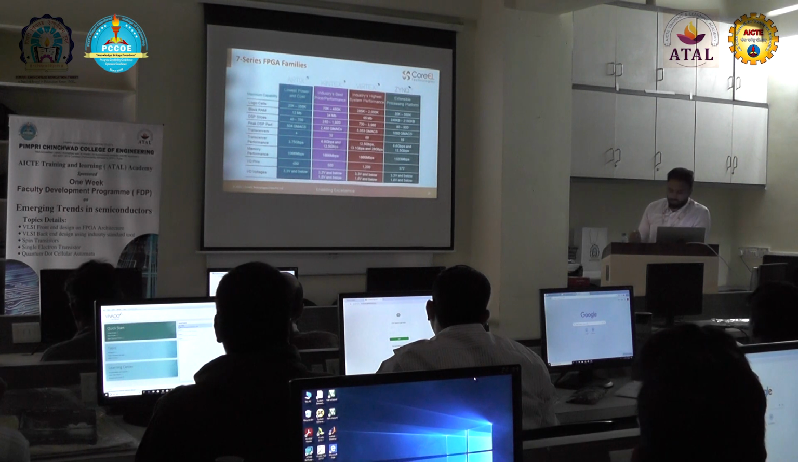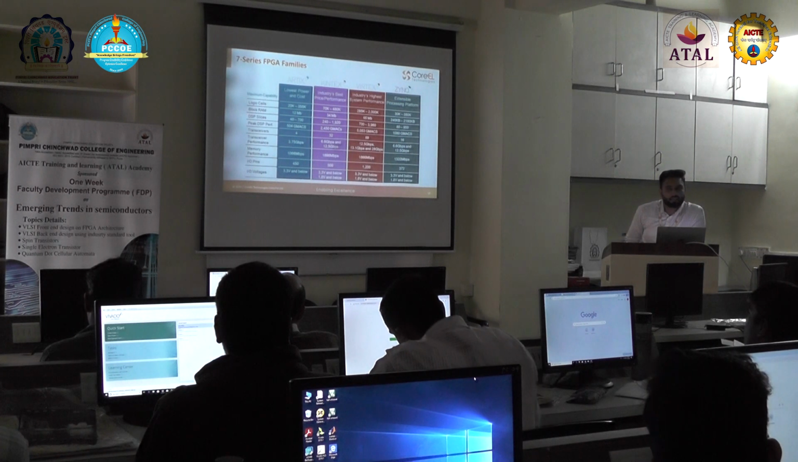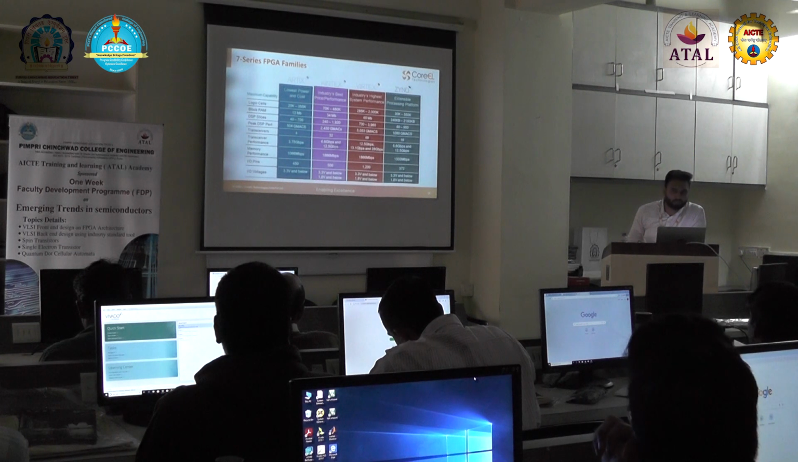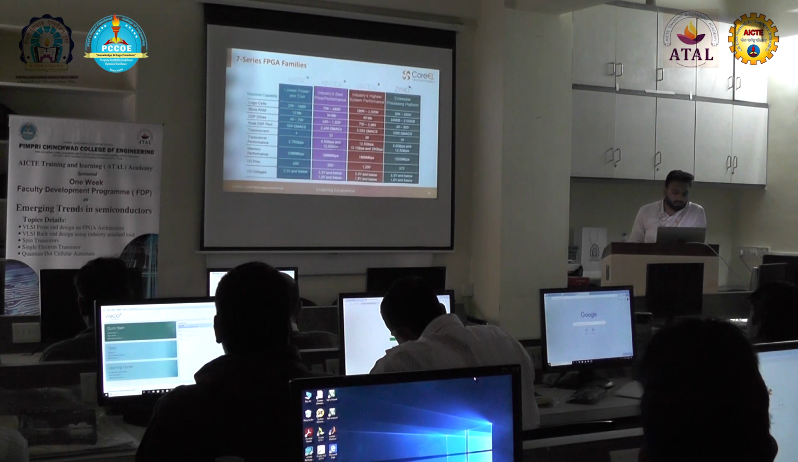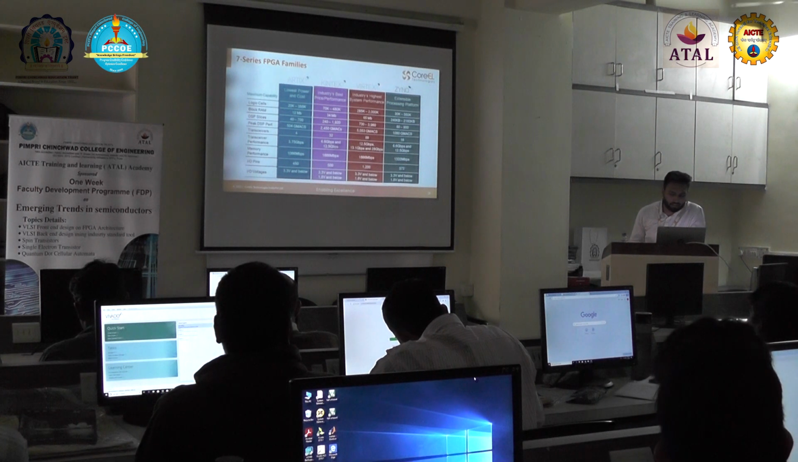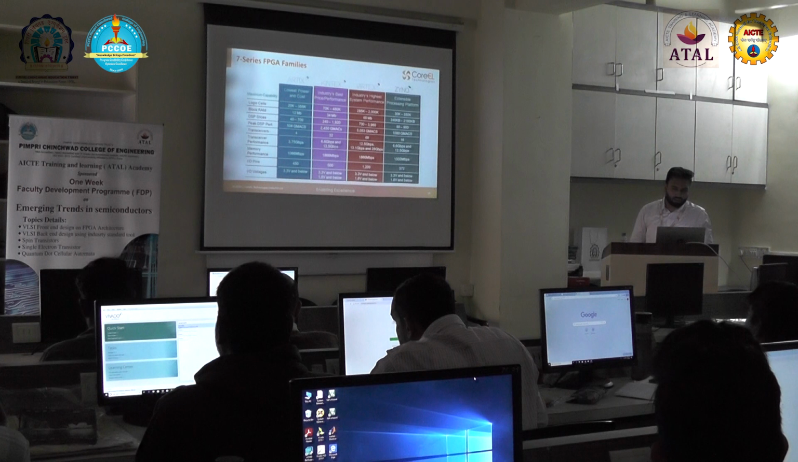And we can observe here all the 7 series FPGAs require only the same input output voltages, 3.3 volts or below, like 1.8 volts to 3.3 volts. So the input output voltage will be the same for all the FPGA families. So this is about the different FPGA families.